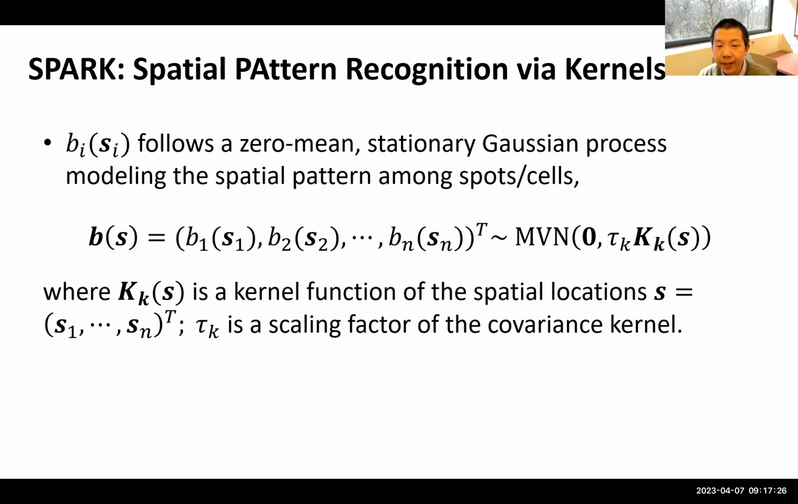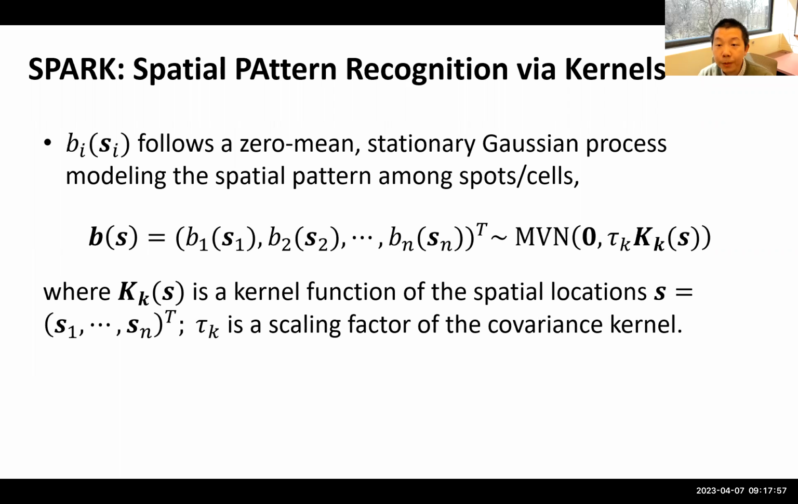So specifically, if you consider 2 locations, i's location and j's location, if i and j's locations are close to each other, then K sub ij is going to be large. And therefore, b sub i and b sub j are going to be more similar to each other. So this way, you introduce gene expression similarity among neighboring locations. And therefore, the entire vector b captures this type of spatial expression pattern.